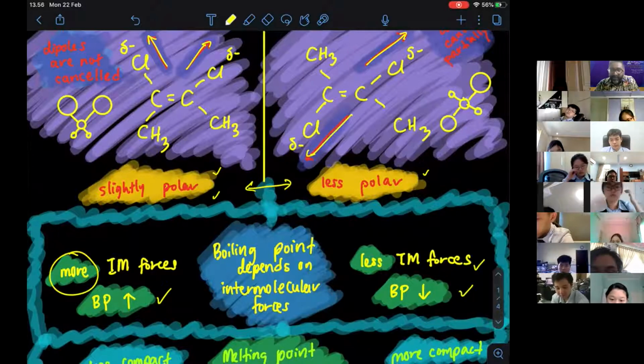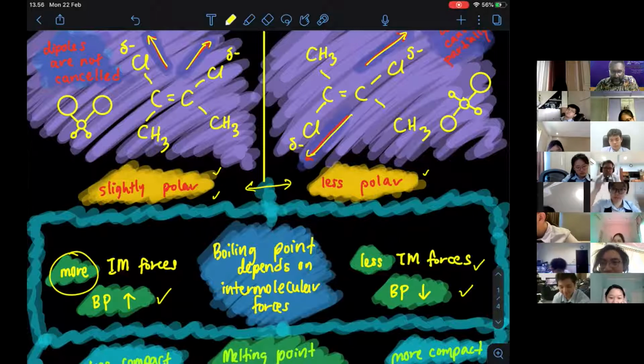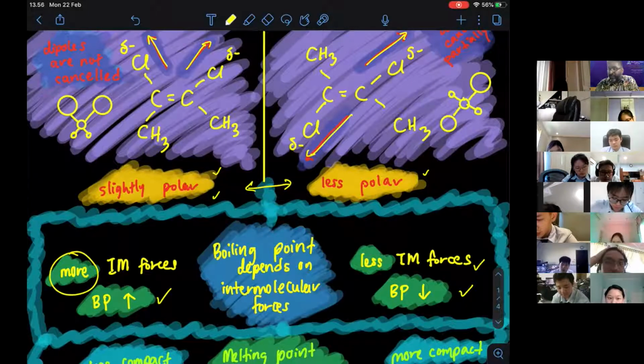Can you understand this, Josh? This is a concept for polar molecules, plus the arrangement that they have. So we are using the concept from the old chapter to explain cis and trans. Cis is going to be slightly polar, trans is going to be less polar. Therefore, the boiling point of cis is higher and the boiling point of trans is lower.